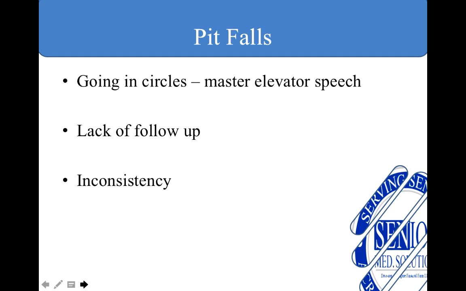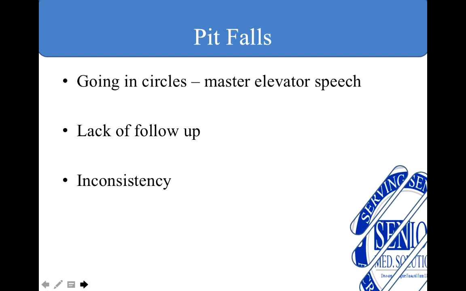After that, the second biggest pitfall is a lack of follow-up. That's huge. If they send you a referral, they don't know if you enrolled them, talked to them, or didn't call them. They have no idea what's going on. A lot of agents will do that, and it's pretty sad, but it's actually very common. So you always want to let them know what's going on.